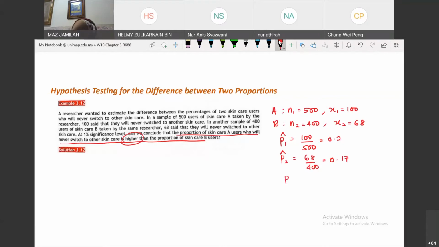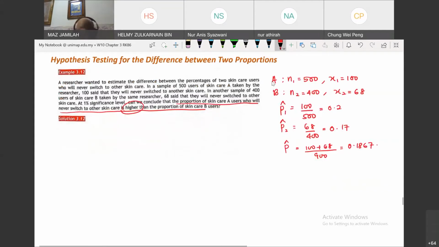The overall proportion, P hat, is equal to (100 plus 68) over 900, which equals 0.1867. Now, first step, the statement.